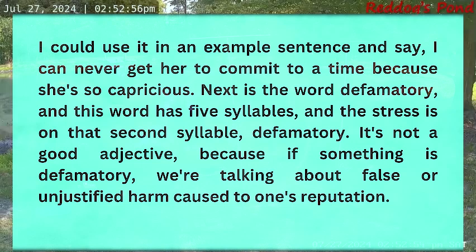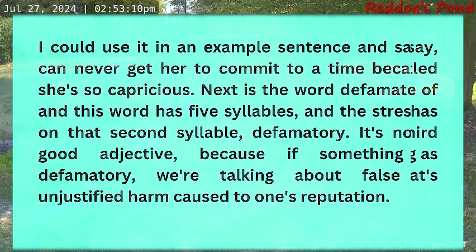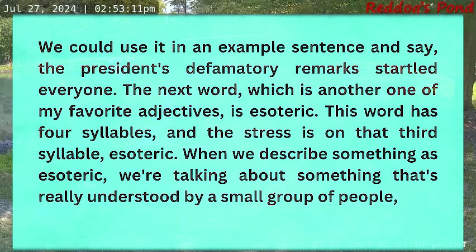Next is the word defamatory, and this word has 5 syllables, and the stress is on that second syllable, defamatory. It's not a good adjective because if something is defamatory, we're talking about false or unjustified harm caused to one's reputation. We could use it in an example sentence and say, "The president's defamatory remarks startled everyone."